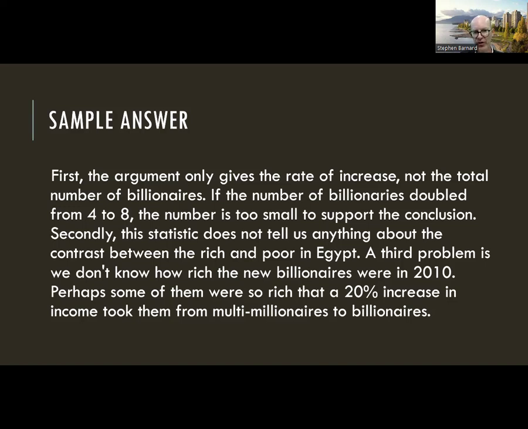A third problem is we don't know how rich the new billionaires were in 2010. Let's imagine that the people who became billionaires in the 5 years after the Egyptian revolution were almost billionaires before. You know, they had net personal wealth in excess of $800 million. In that case, perhaps some of them were so rich that a 20% increase in income took them from multimillionaires to billionaires, in which case it still doesn't support the argument that the rich have done much better than the poor.